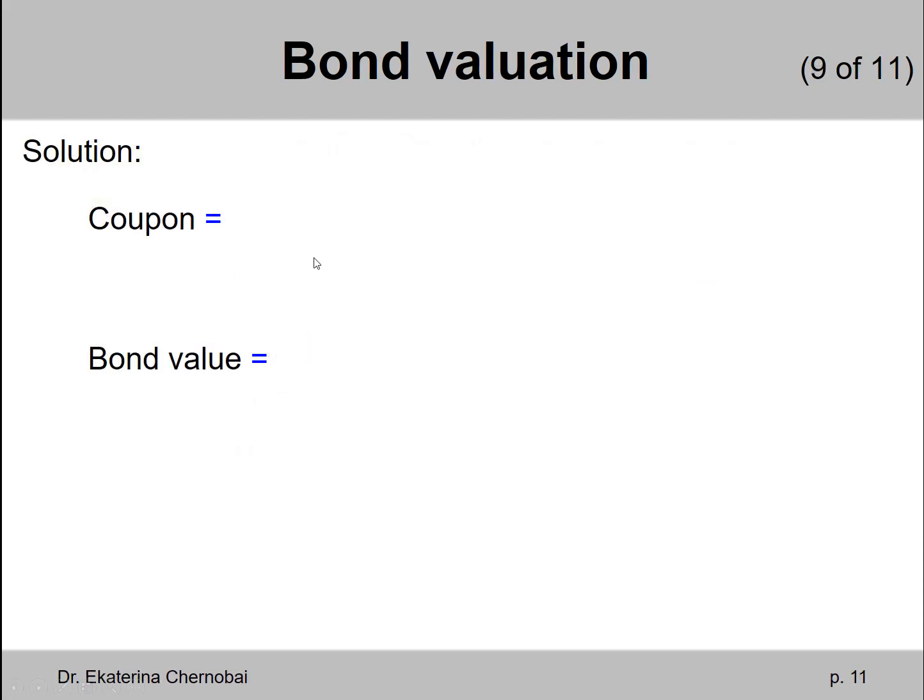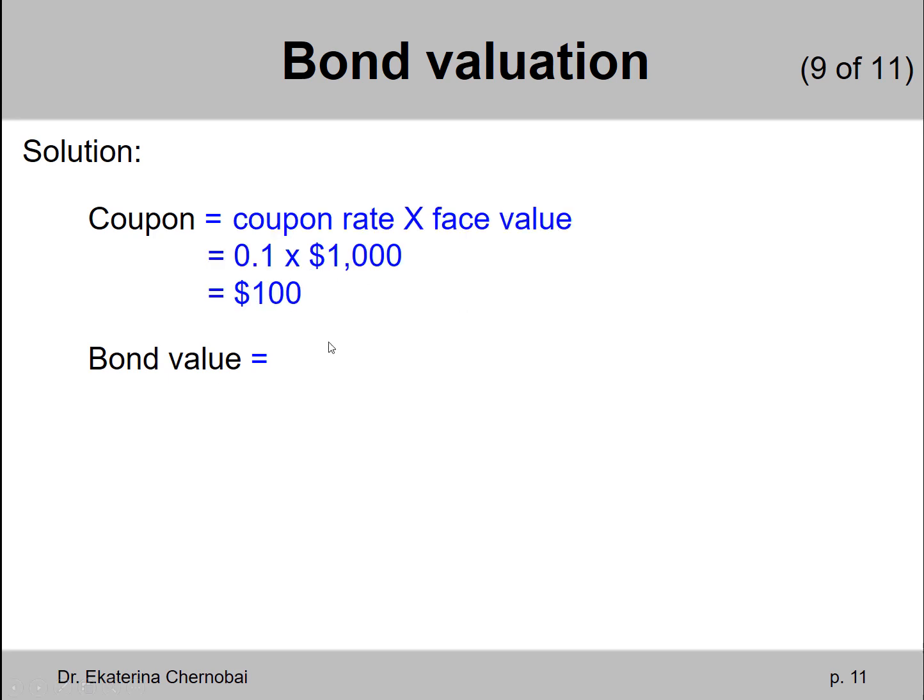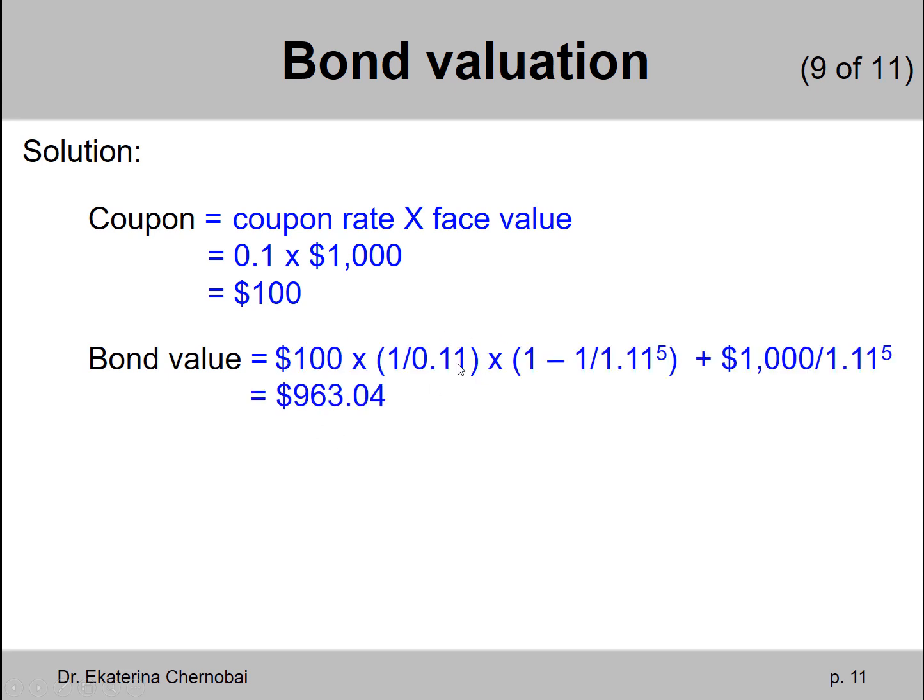Okay, so the coupon amount is always calculated the same way. You take the coupon rate and you multiply it by the face value. Both are given: 0.1 coupon rate multiplied by $1,000 face value. That gives the annual coupon amount of $100. And we have now everything we need to compute the bond value. We can either plug in the numbers into the formula or use the financial calculator. So let's see how that's done.